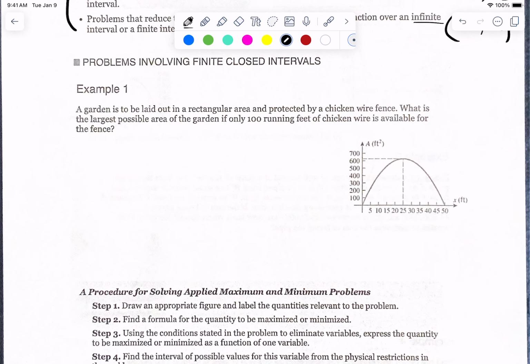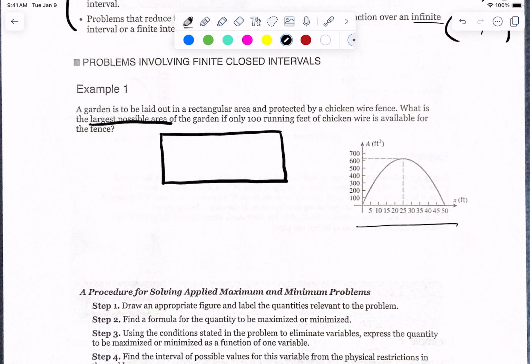Okay, example 1. I went ahead and gave you the graph of what this looks like. Keep in mind that on your homework assignment, you may not be given that graph, but I'm going to relate it back to what we get for an answer. A garden is to be laid out in a rectangular area and protected by chicken wire fence. I'm going to draw that rectangular area. What is the largest possible area?